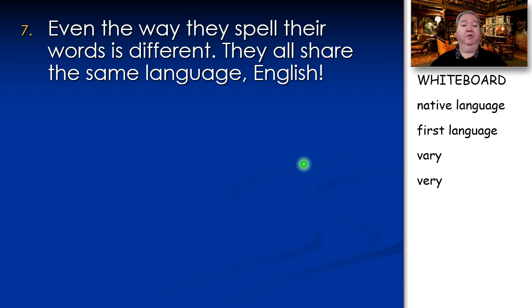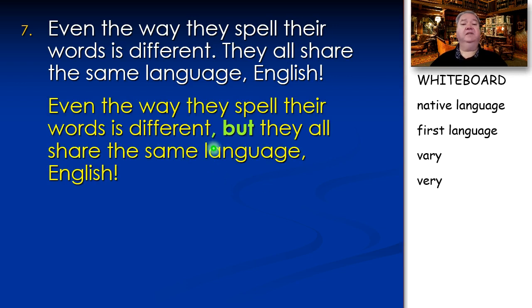Or they spell their words different, so they share the same language? That doesn't make sense. So, even the way they spell their words is different. Comma, conjunction. Even the way they spell their words is different, but they all share the same language, English. So, period changes to a comma, add the conjunction, capital T changes to a lowercase t.